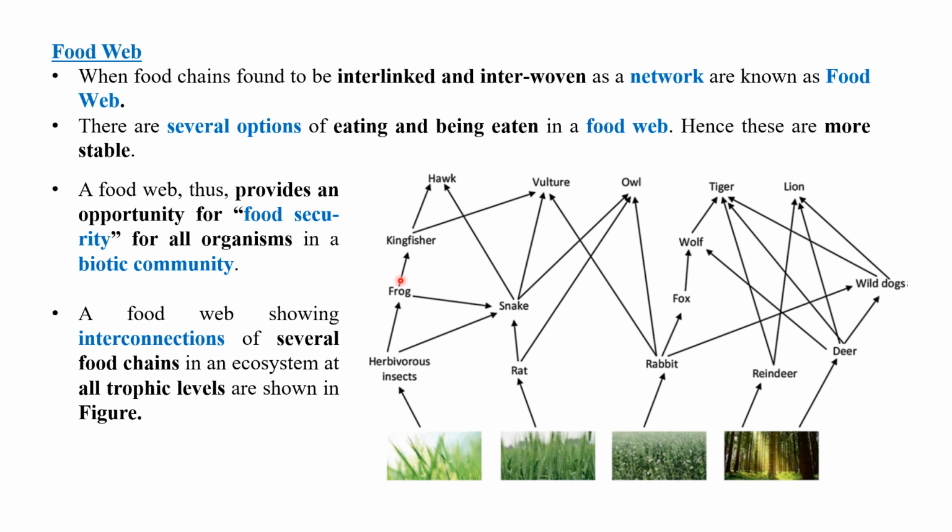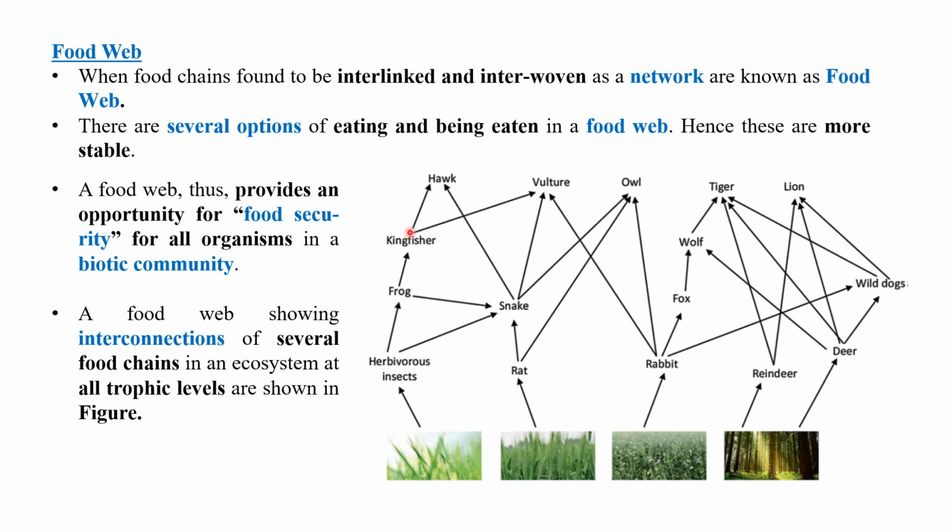Next, we can see the food web. When food chains are interlinked and interwoven, these two words are very important. How they are linked to each other and woven to each other as a network is known as a food web. There are several options of eating and being eaten in a food web. Hence, these are more stable. A food web thus provides an opportunity for food security for all organisms in a biotic component. A food web showing the interconnection of several food chains in an ecosystem at all trophic levels is shown in the figure.